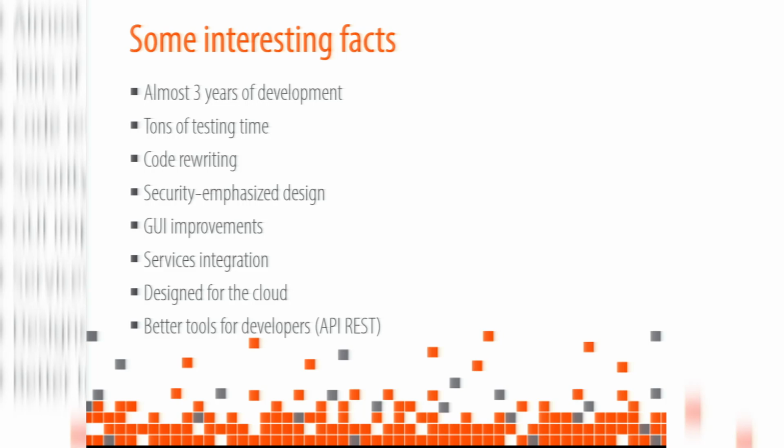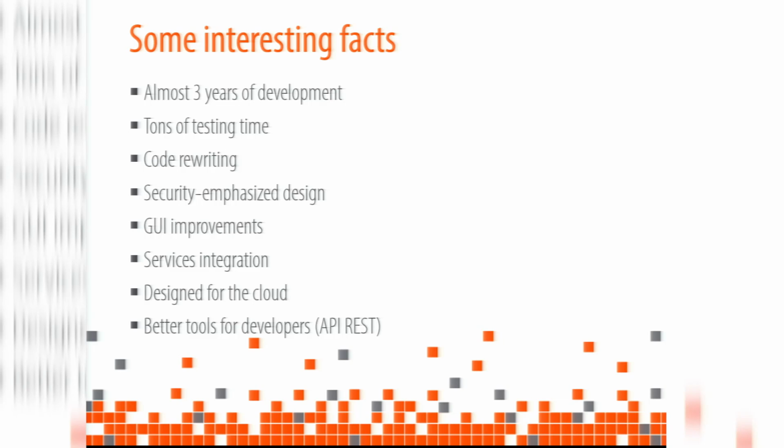Design for the cloud, we'll talk about that a little bit later. Better tools for developers. We have worked on tools and ways to communicate with Elastix. This basically refers to the JSON format we are using in Elastix 3, which is lighter compared to what we were previously using in terms of web services, WSDL and XML formats.